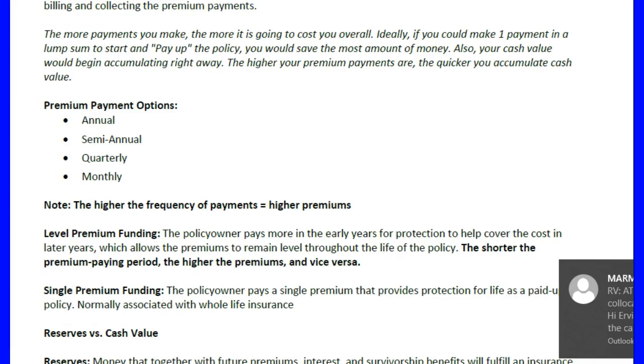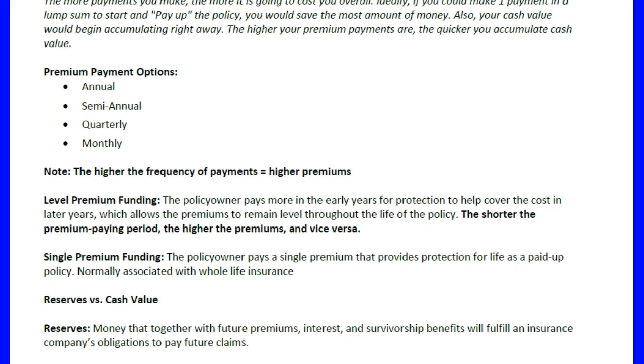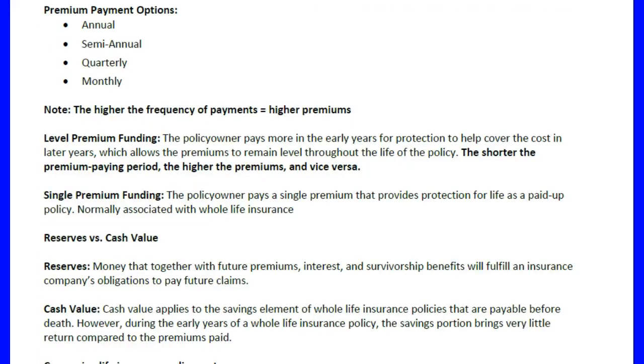So let's work on this idea. The higher the premium payments, the higher the premiums. Level premium funding: the policy owner pays more in the early years for protection to help cover the cost in the later years, which allows the premiums to remain level. So the shorter the premium paying period, the higher the premiums, and vice versa. The policy owner pays more in the early years than in the later years to help cover the costs in the later years.